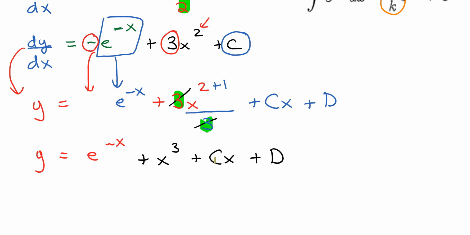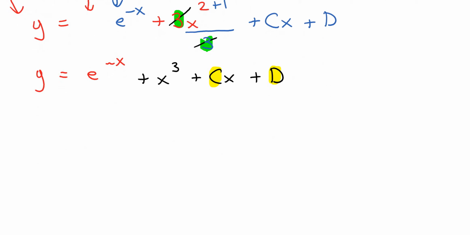And what you need to do now is find the values of c and d by using your initial conditions. Okay, so I'm going to rewrite the initial conditions over here on the side. The initial conditions were f of 0 equals 2. And the other initial condition was f of 1 equals 1 over e minus 1. So those were my two initial conditions.